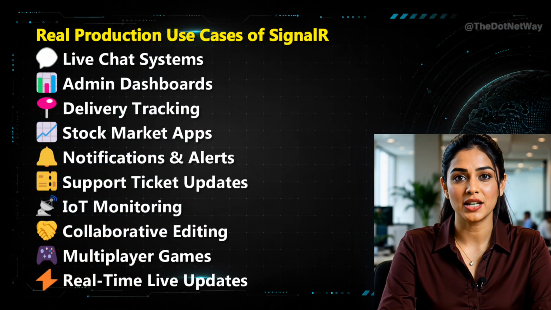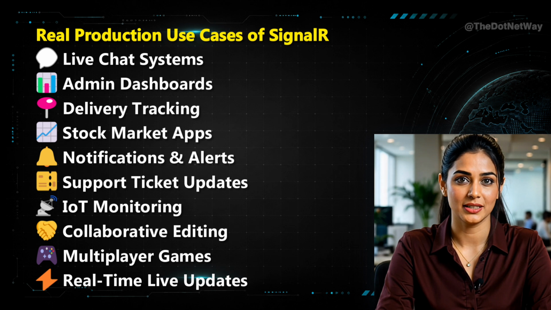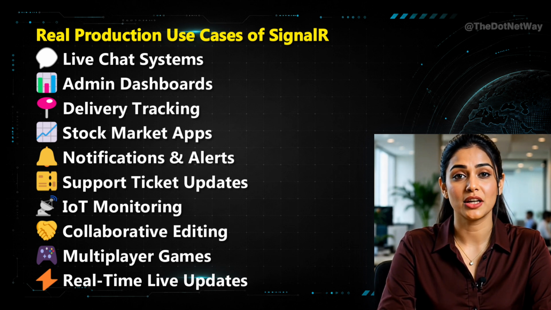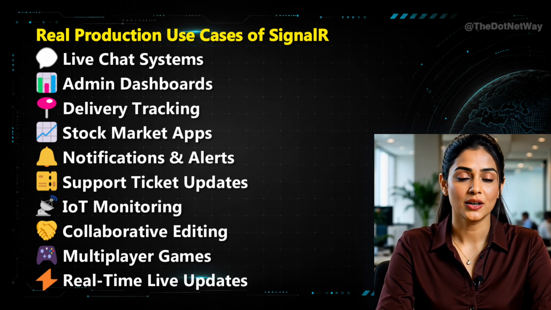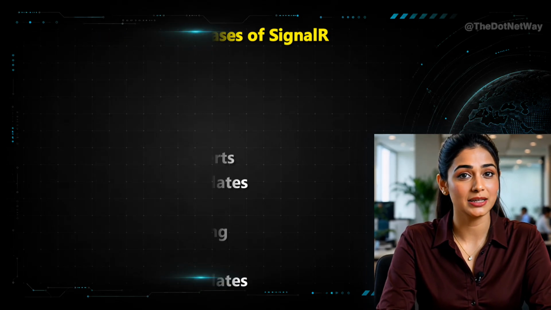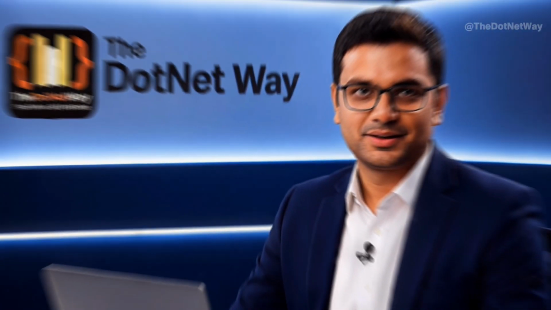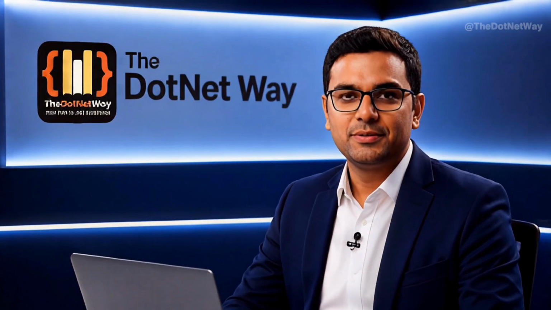Almost everywhere real-time updates are important. Companies use SignalR for chat systems, admin dashboards, delivery tracking, trading systems, support ticket notifications, IoT monitoring, collaborative tools, and multiplayer gaming. Modern users expect instant updates now. Polling APIs every few seconds feels outdated and inefficient. Can you show us the core implementation?